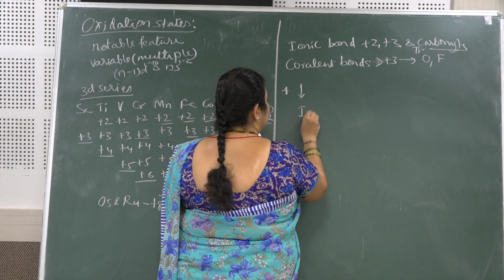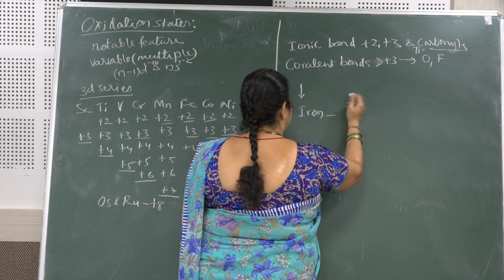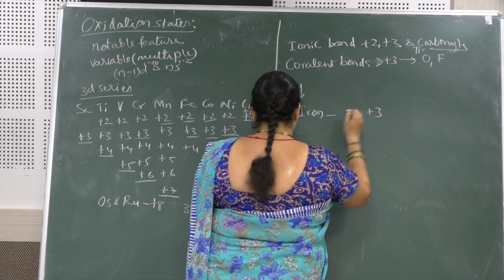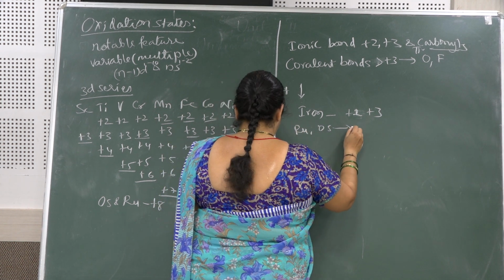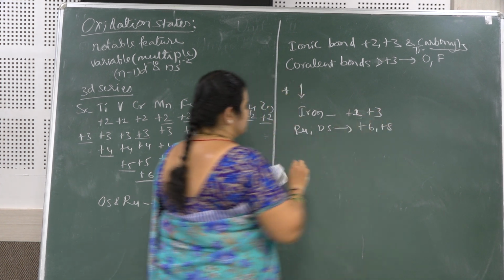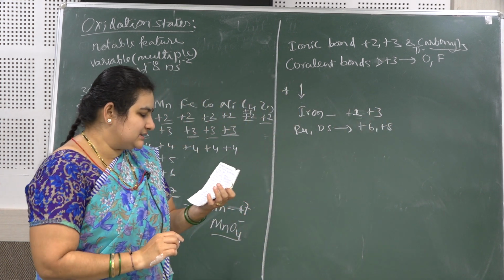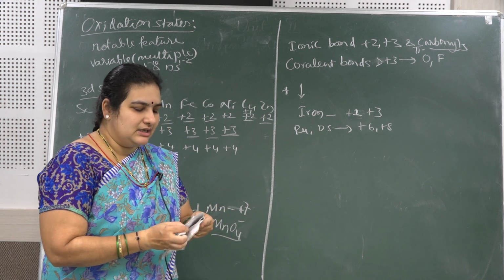Within a group, the maximum oxidation state increases with atomic number. Say for example, iron shows common oxidation states of +2 and +3, whereas in the same group, ruthenium and osmium will show oxidation states up to +6 and +8. So within a group, the maximum oxidation state increases with increase in atomic number.